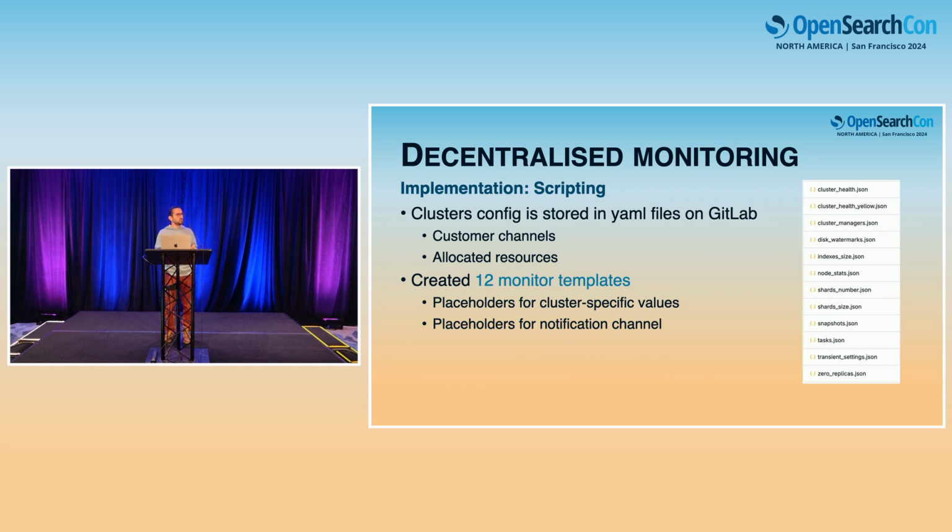And then we have 12 monitoring templates with placeholders. The placeholders are for cluster-specific values, like the cluster name, for example. And we'll see one of that. Or the notification channel. Again, it's different for each customer. And with simple Python scripting, we integrate all this together. And with the OpenSearch Python library, we can easily create these objects upon bootstrapping the cluster.